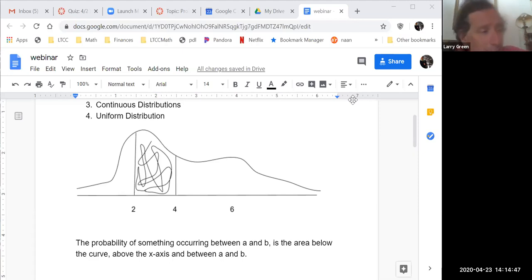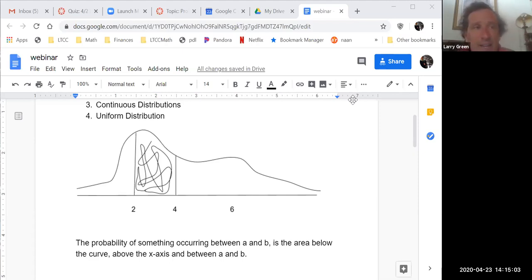Yeah, the area has to be 1, because that's the probability that something happens. And there's always a probability of 1. If you look at all the possibilities, there's a 100% chance that one of those possibilities happened.